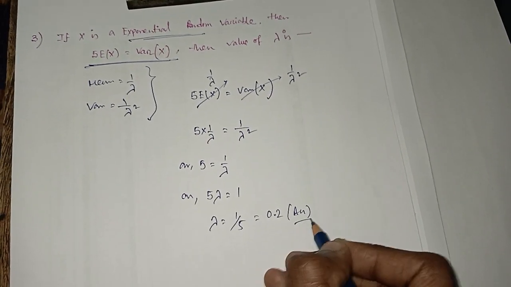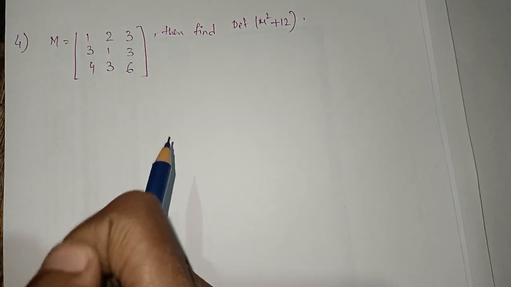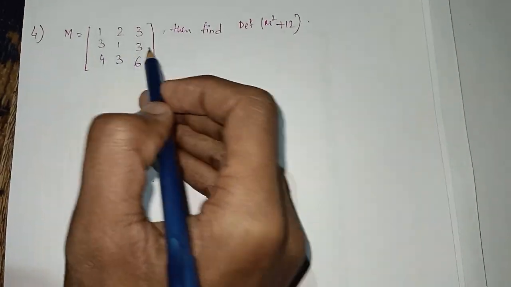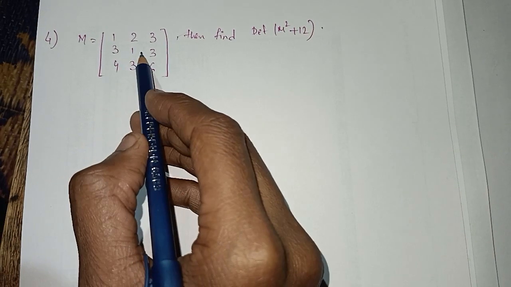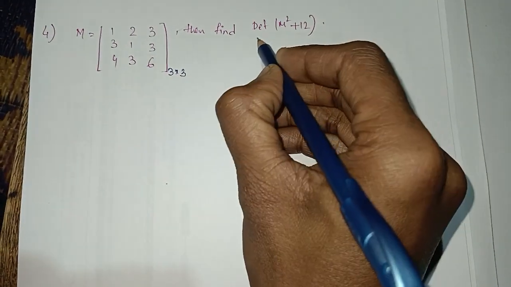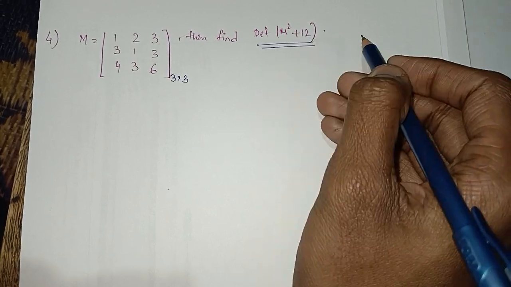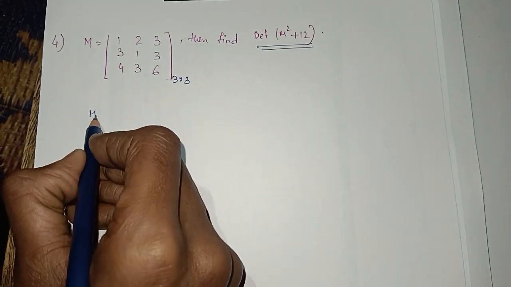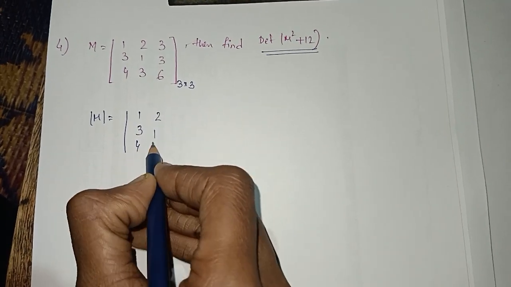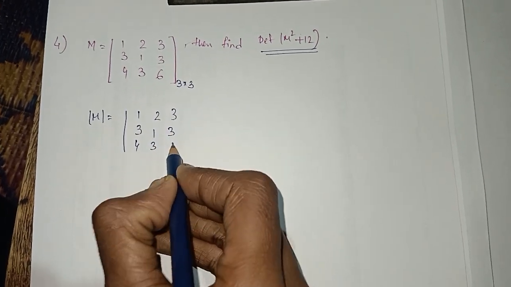This is a very simple question. Then we came upon a linear algebra question. We are given a matrix 1 2 3, 3 1 3, 4 1 6. This is a 3 cross 3 matrix. So we have to find the determinant of m square plus 12. First we have to find the determinant of this matrix.